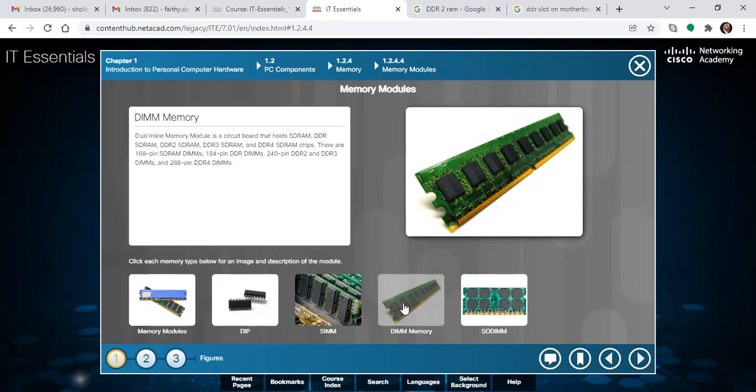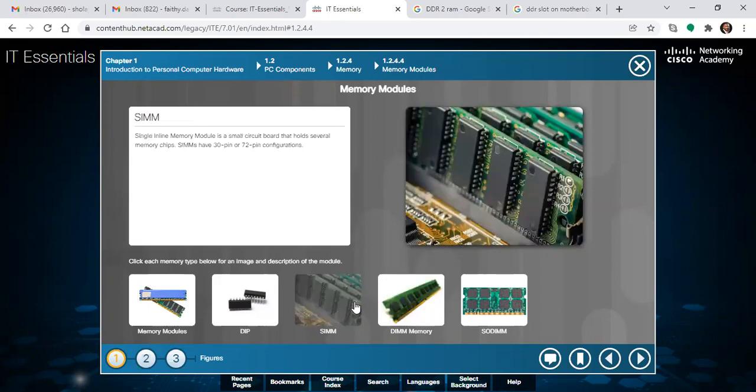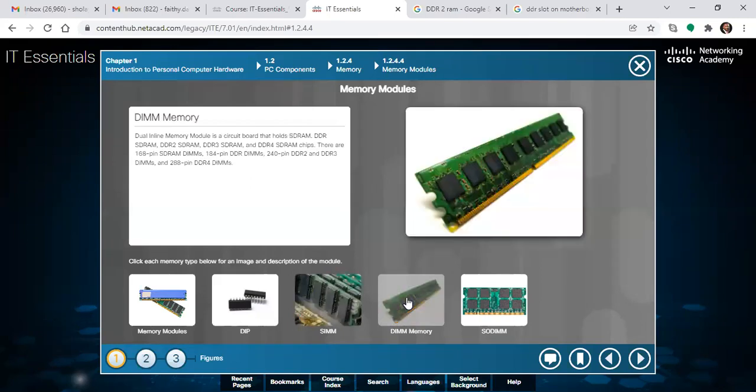Now, if somehow you go to the market and somebody is trying to sell you a SIM, that means you're talking about an old-fashioned system. You're talking about Pentiums, old-fashioned systems. But when you're talking about the latest board, the latest board comes with a DIMM memory.